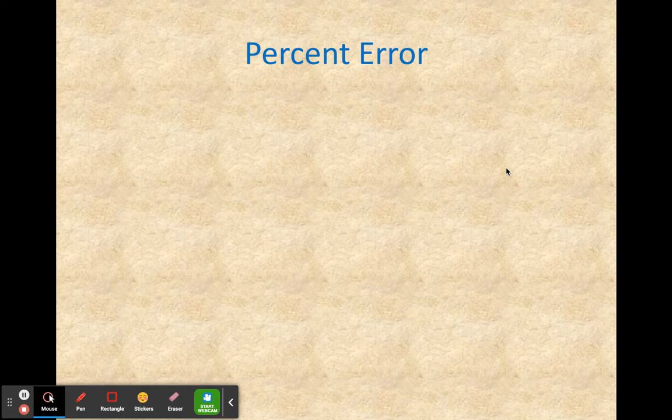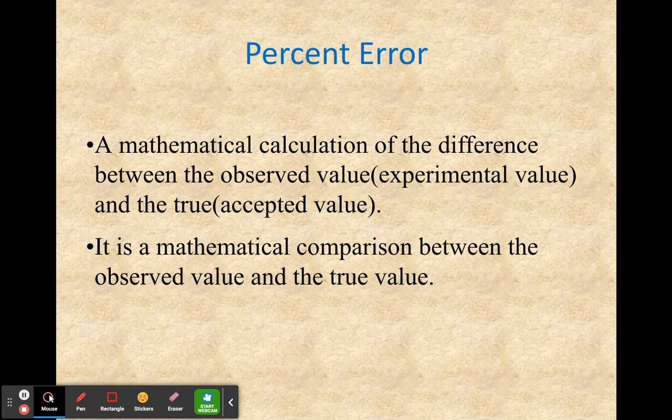Okay, starting with percent error today. This is still part of the first section. Percent error is a mathematical calculation of the difference between the observed value, also known as the experimental value, and the true or accepted value. So it's a mathematical comparison between the observed and the true value.